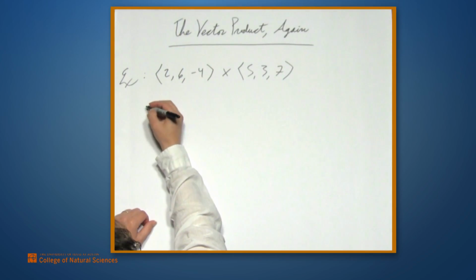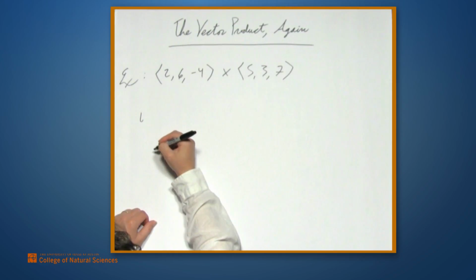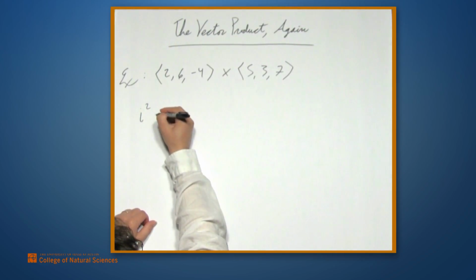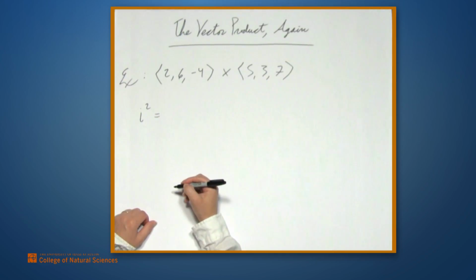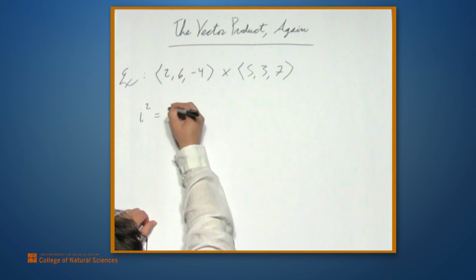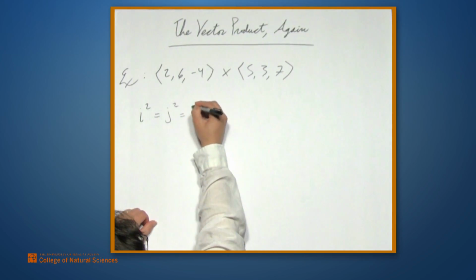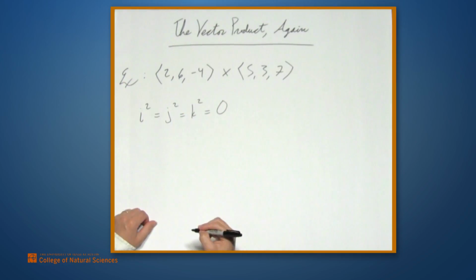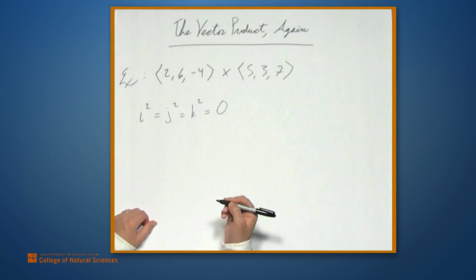Let's look at the canonical unit vectors, so i, j, and k. If we think of i squared as representing the vector product of i with itself, we know that i squared, j squared, and k squared are all 0. The vector product of a vector and itself is 0.